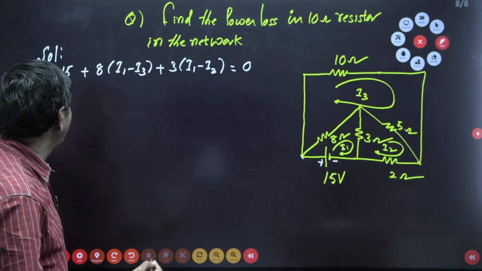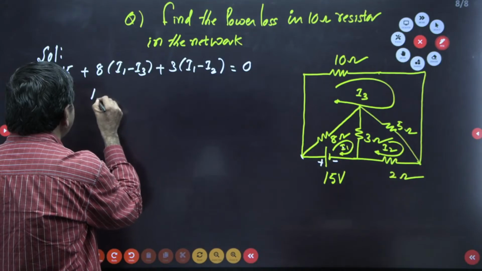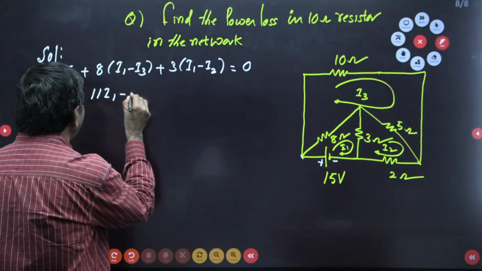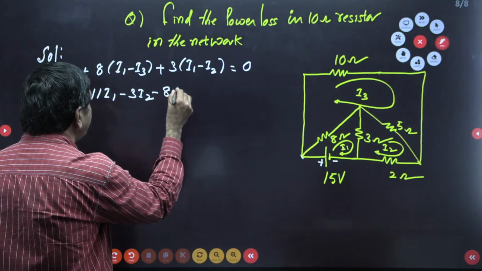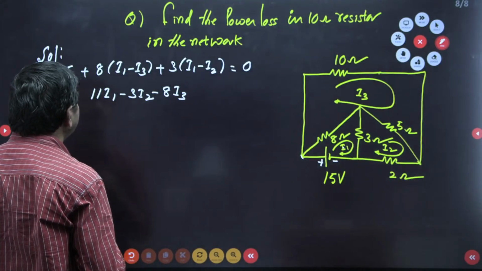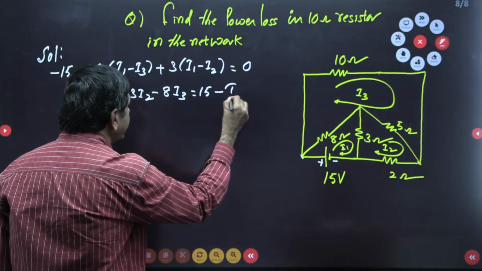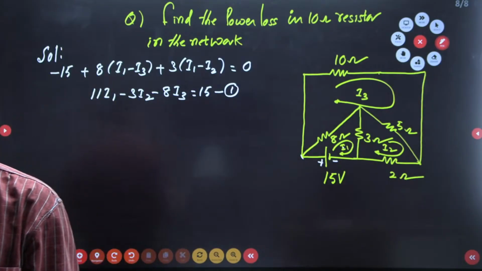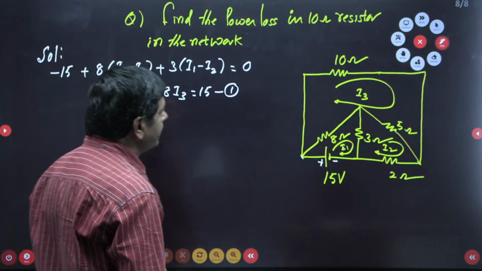Just expand and simplify it. What I1 is possible? 8 plus 3, 11 I1. What about I2? Minus 3 I2. What about I3? Minus 8 I3, equal to 15. I take this as equation number 1. Please check this: 11 I1 minus 3 I2 minus 8 I3 equal to 15 is equation number 1.